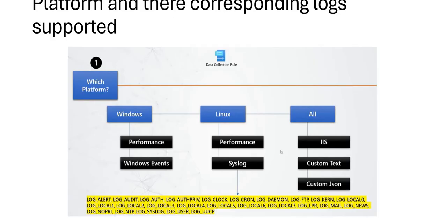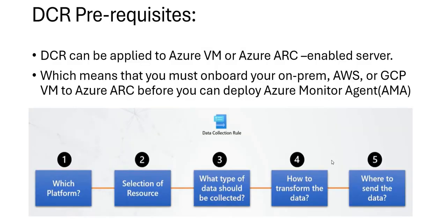So let's get back to our platform, and this is the very first segment. We are now going to explore these five attributes of the data collection rule, and then we consolidate and create one. So let's get to the first part, which is which platform. To decide the platform, it can be either Windows, Linux, or all.